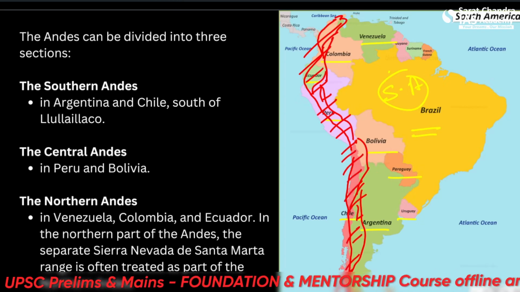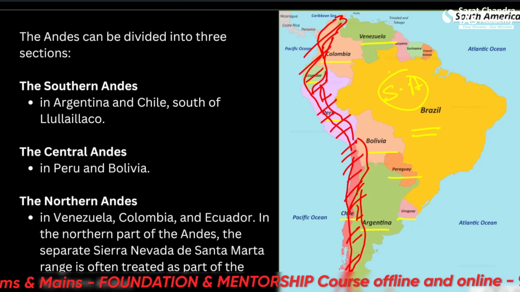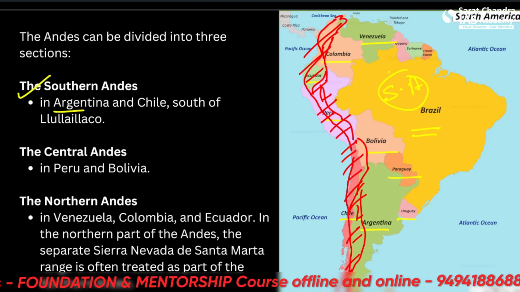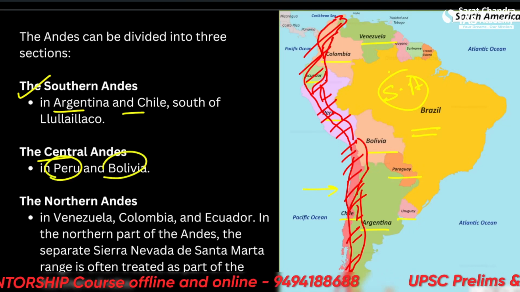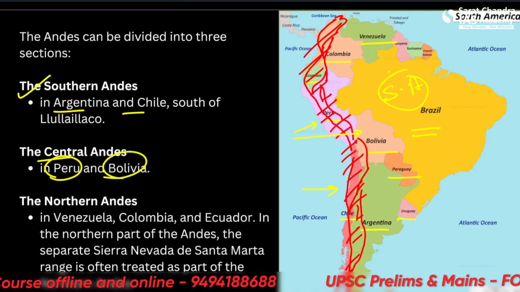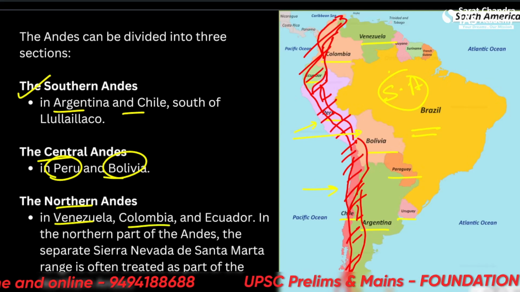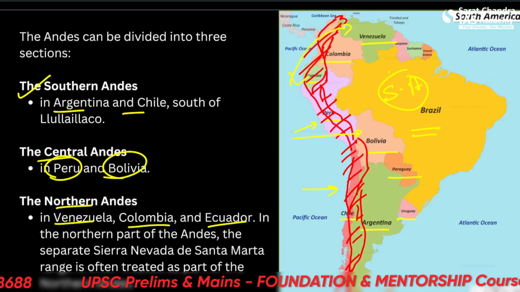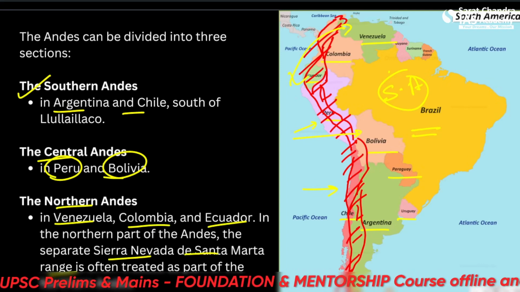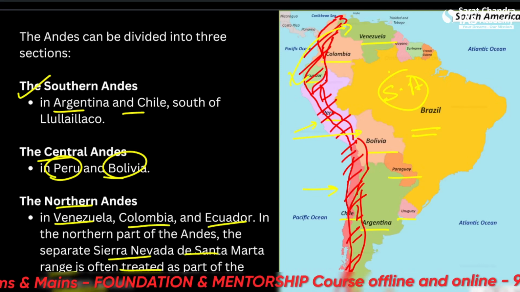The Andes can be divided into three sections. The southern Andes in Argentina and Chile. The central Andes in Peru and Bolivia. And the northern Andes in Venezuela, Colombia and Ecuador, in these three countries. The separate Sierra Nevada de Santa Marta range is often treated as a part of the northern Andes.